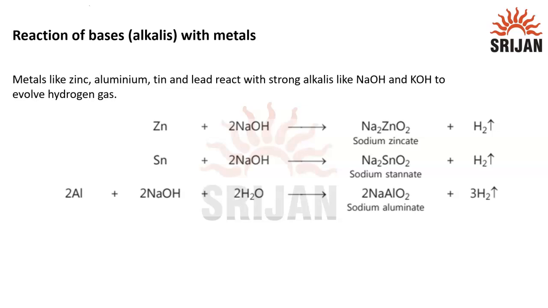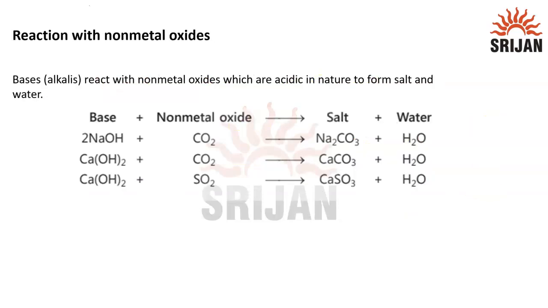Then reaction of bases, alkalis, with metals. Metals like zinc, aluminum, tin, lead react with strong alkalis like NaOH, KOH in order to evolve hydrogen gas. So zinc on reacting with sodium hydroxide produces sodium zincate along with the evolution of hydrogen. Then tin also reacts with sodium hydroxide to produce sodium stannate along with the evolution of hydrogen gas. A similar reaction happens with aluminum, which on reacting with sodium hydroxide produces sodium aluminate along with the evolution of hydrogen gas.